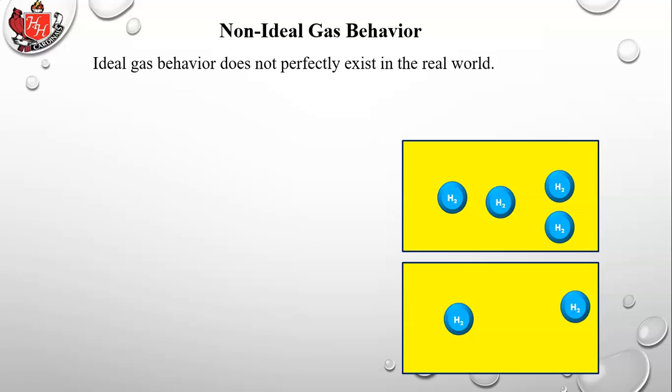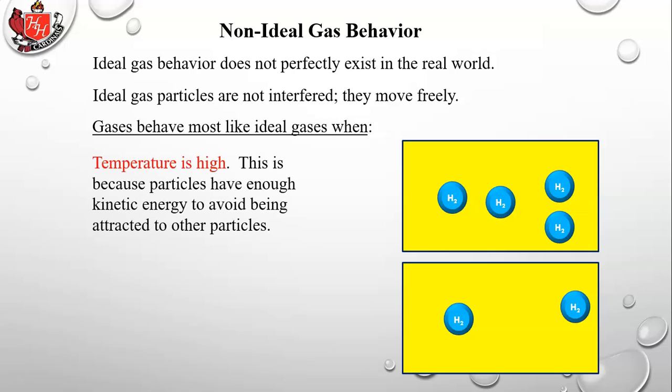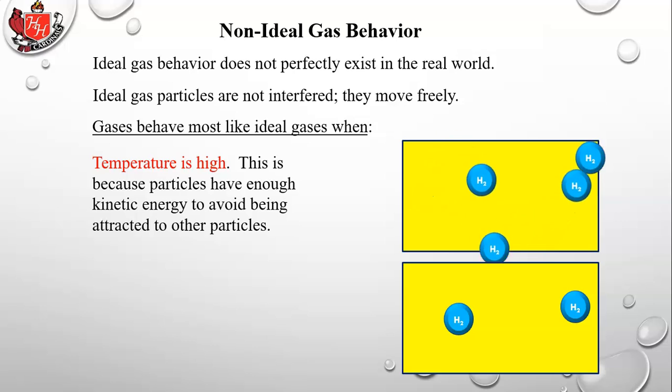Okay, now we're going to talk about what if they're not ideal gases. In the real world, gases don't always come close to ideal gas behavior. So how do you deal with that? Ideal gas behavior does not perfectly exist in the real world. Ideal gas particles are not interfered with. They move freely. Gases behave most like ideal gases when the temperature is high. This is because the particles have enough kinetic energy to avoid being attracted to other particles. They can overcome those intermolecular attractions and just fly apart from each other. So high temperature means that the gas behaves more like an ideal gas.